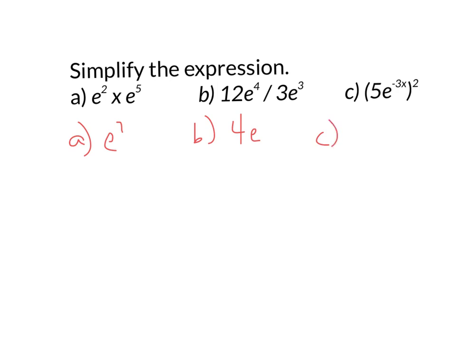And then part C, you have an exponent outside, it goes for everything inside. So you square the 5, make it 25. Multiply the exponents, you get e to the negative 6x. Remember, we never leave a negative exponent in an answer, so we're going to flip the e, make it 25 over e to the 6x. And that's all you got to do.